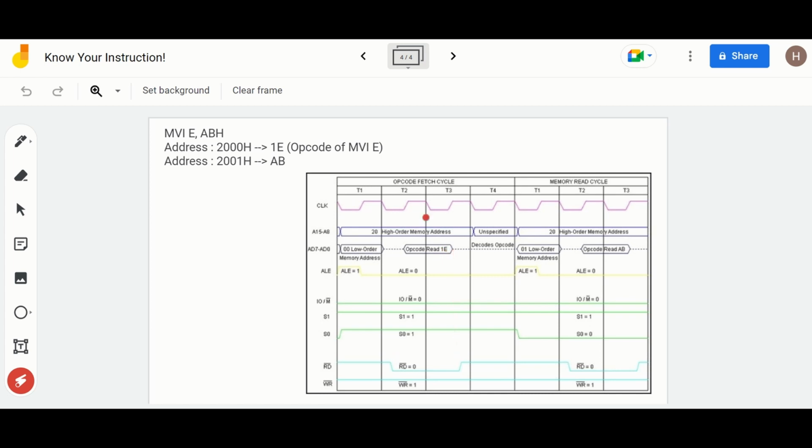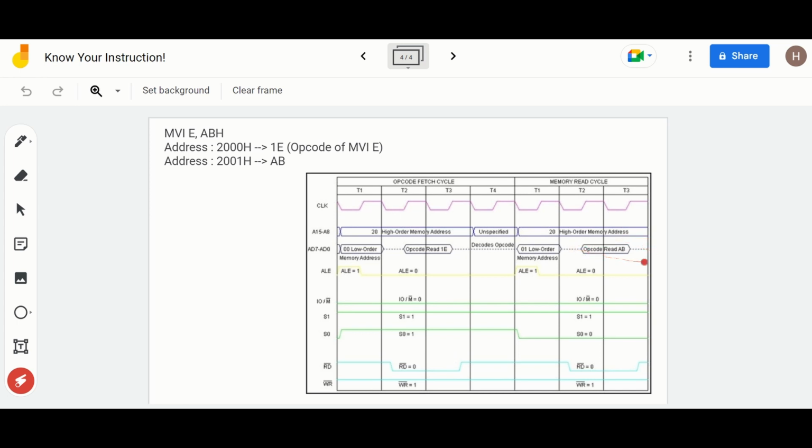After that, the memory read cycle. We use the memory read cycle because I want to read AB from memory and put this AB in register E. To do that, we require the memory read machine cycle. We will not require a memory write machine cycle because we are not writing into the memory, we are reading from the memory. We just need to read, we don't need to write, because we are writing in a register. Whenever you are writing in a register, you don't need a memory write cycle, you just need memory read. So you will read this AB here.